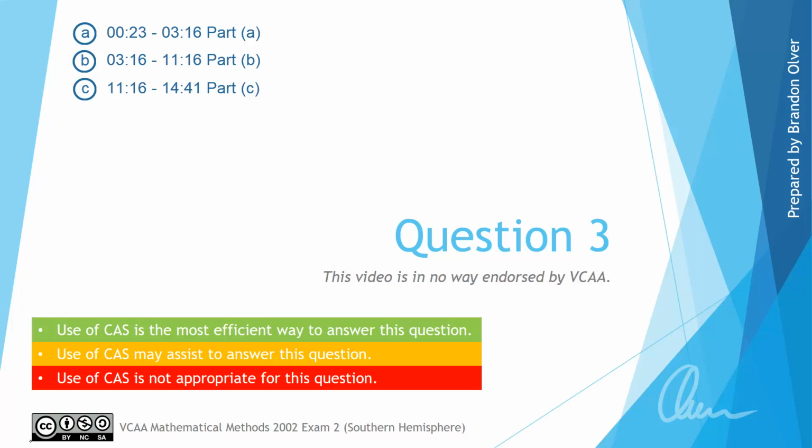And finally, as we progress through this question, you'll see that there are colour-coded boxes to indicate how likely CAS is to be used in efficiently answering the question.